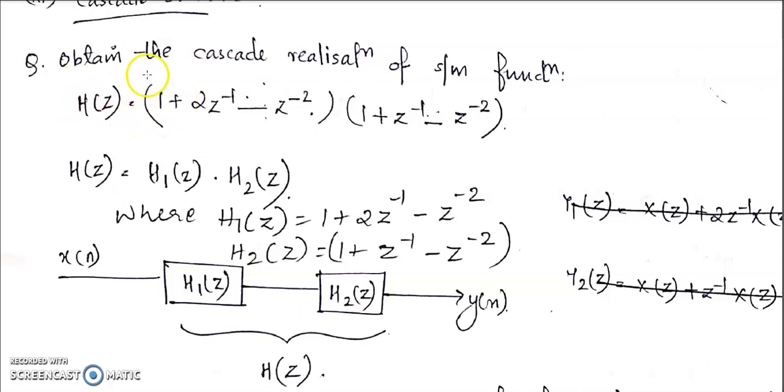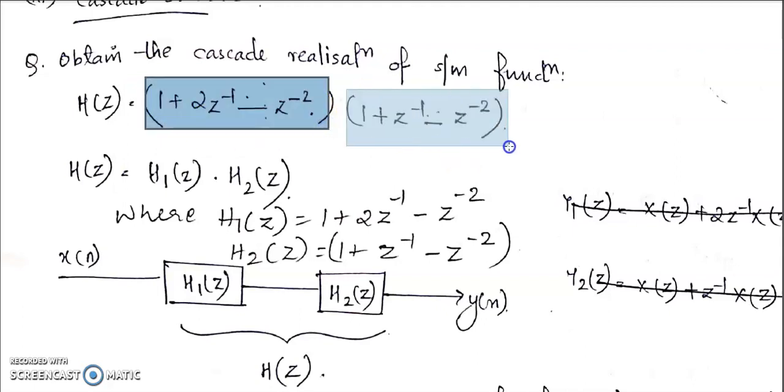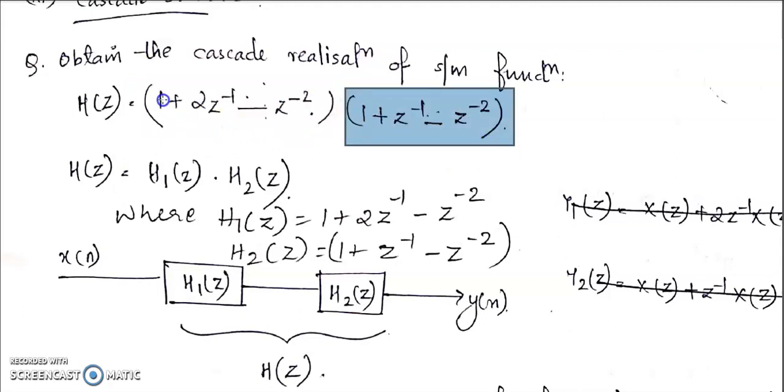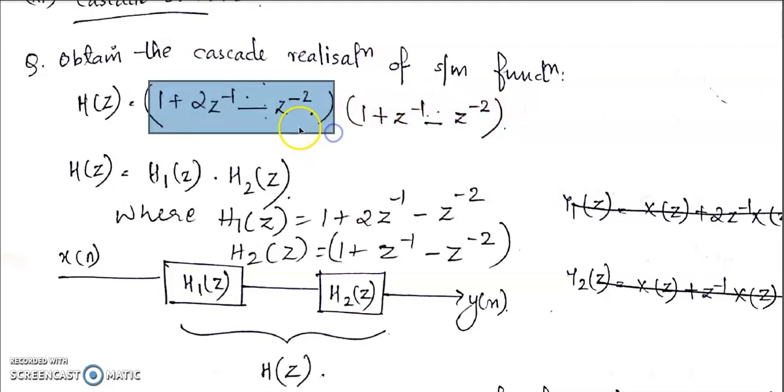The H(z) is given as the product of two terms. When we check each term, this is the first term and this one is the second term. It is clear that each term represents a transfer function of an FIR filter. Why? How can we say that? The reason is that when we check the powers of z in the first term, they are negative, and it has a numerator term only.